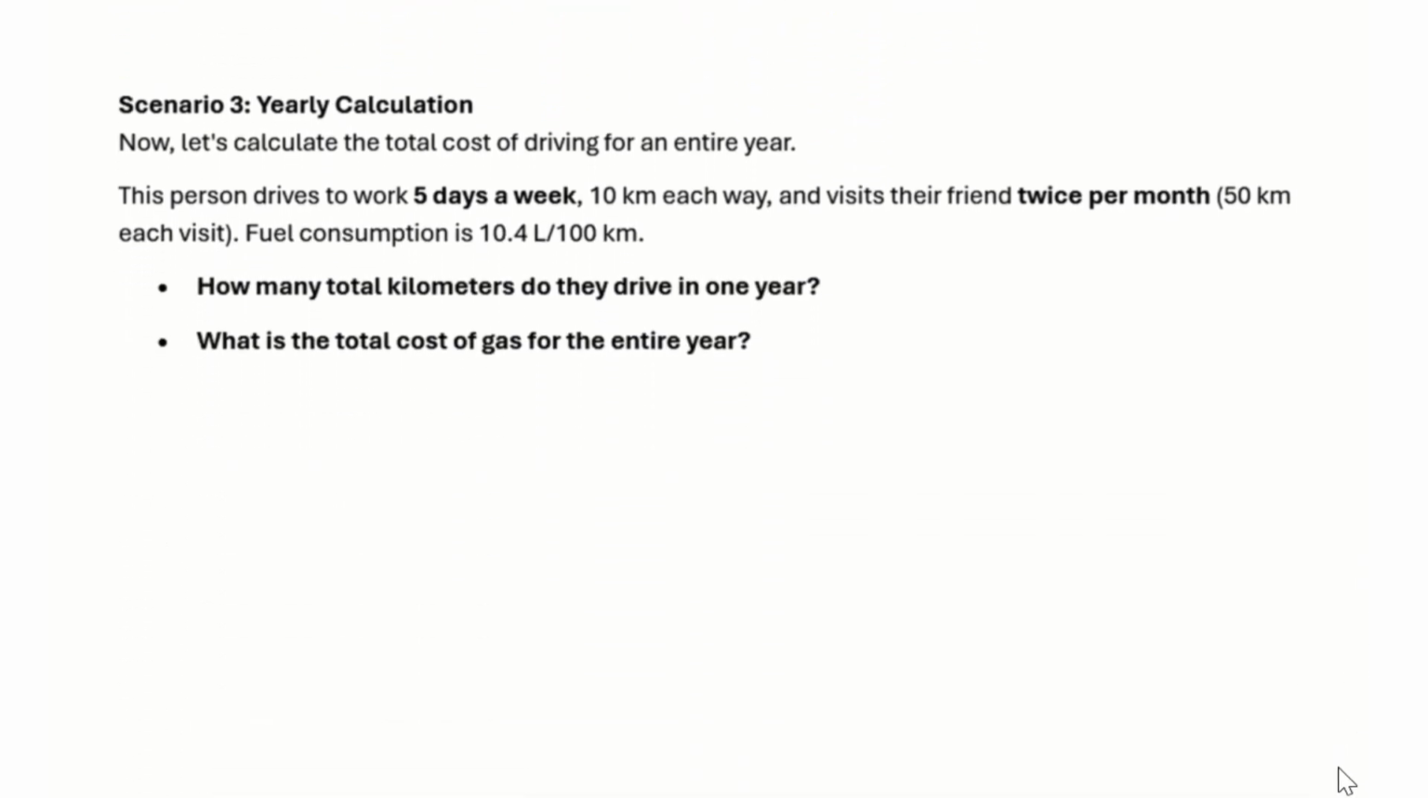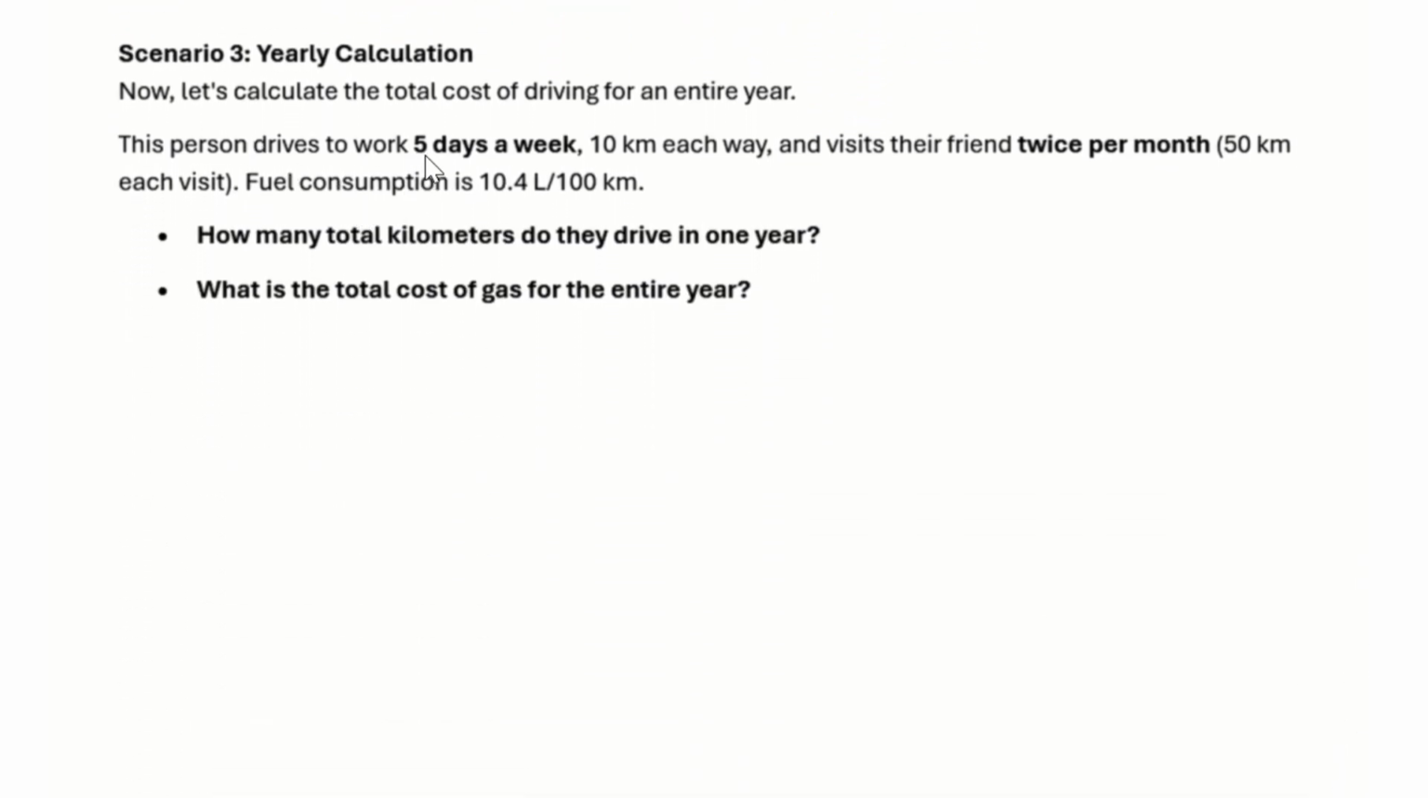So next one is 1 year. So this person drives to work 5 days a week, 10 kilometers each way, and visits their friend twice per month, 50 kilometers each visit. Fuel consumption is 10.4 liters per 100 kilometers. So each way, this one we may times 2 for 1 day, this one twice per day, 50 per visit. This is a return, we assume. Then times 2 for 1 month. Then fuel consumption is this one.